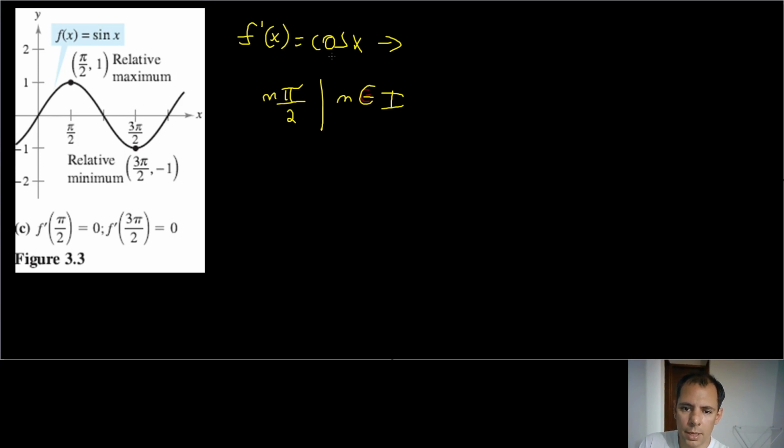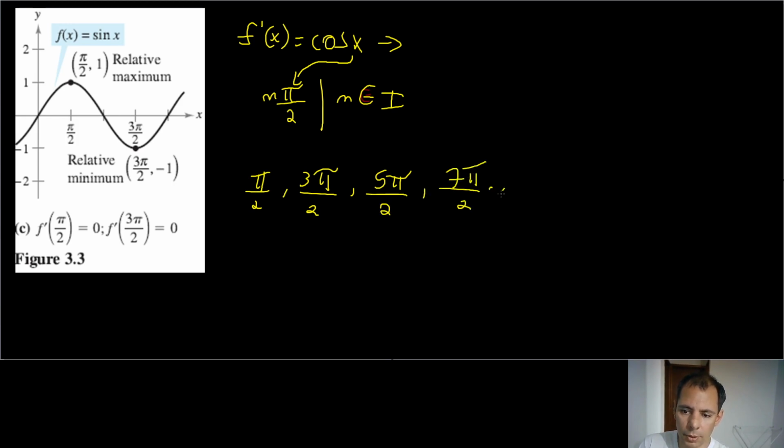So it's got to be x. This x right here has to be n pi divided by 2, where n is an integer and n is an odd number. So it can be pi divided by 2, 3 pi divided by 2, 5 pi divided by 2, 7 pi divided by 2, and it just keeps going. So, I don't know if there's a formula here that I can think of.